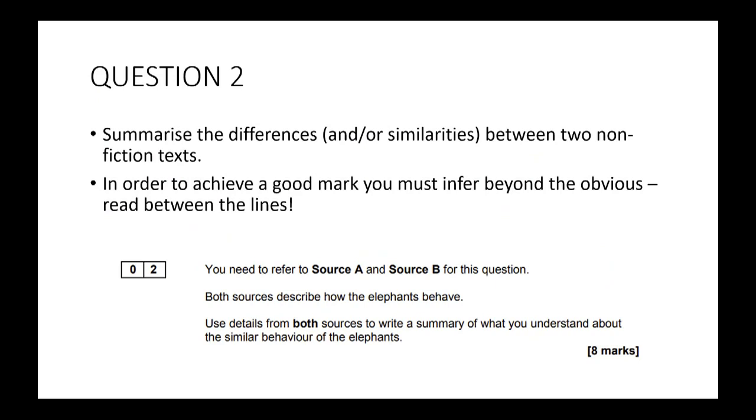Okay, so we're talking about elephants' behavior, highlight that, and we're asked to write a summary, you'll always be asked to write that, of their similar behavior. All right, so we're looking for similarities, but actually you will be marked for differences as well if you find those. There's another word that's sometimes ignored, which is "understand about", because you aren't just going to put things in your own words. That's the trigger, that's the cue to show you have to infer meaning.